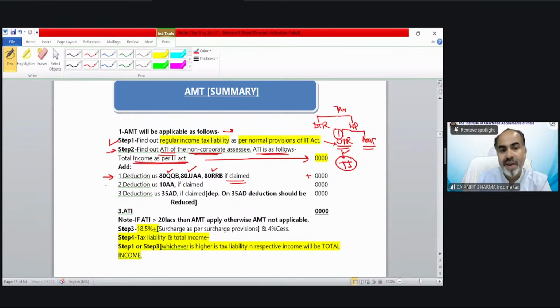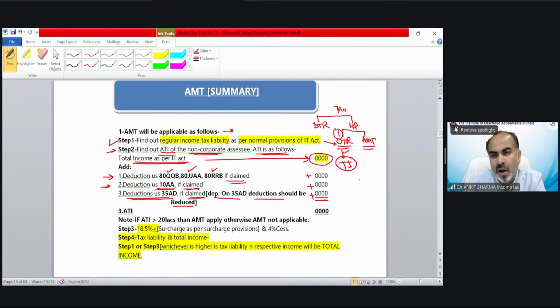Understood? Then deduction under section 10AA, if claimed, this also needs to be added back. So if from this total income you have claimed these 3 deductions or 10AA, then you need to add it back. Deduction under section 35AD, if claimed, you need to add it back. Depreciation on 35AD should be reduced. So if you have already claimed the depreciation, that is going to be reduced, but the deduction 35AD in full needs to be added back.